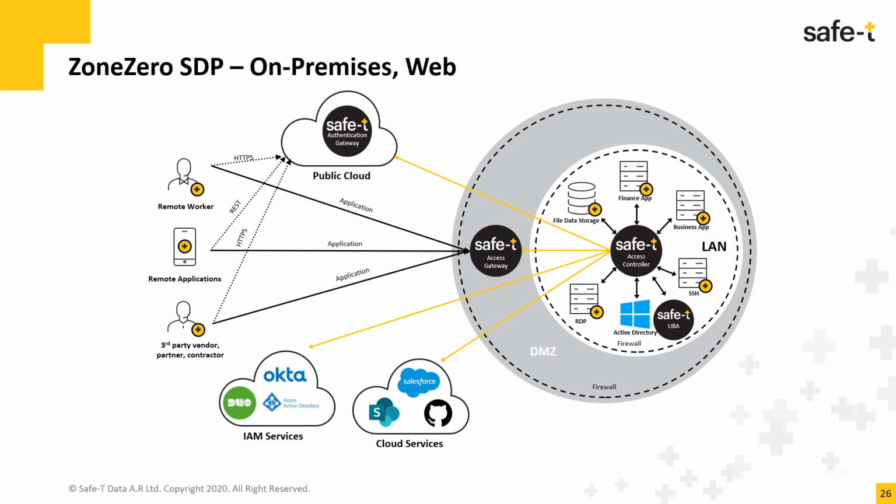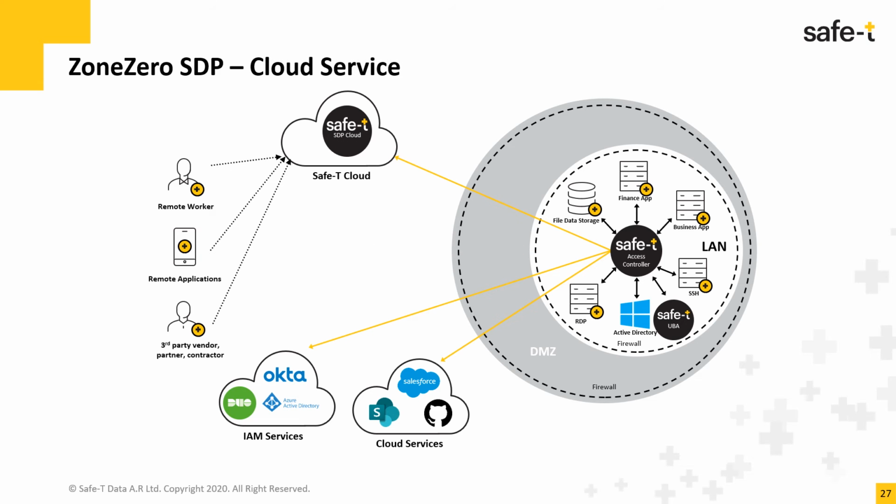When deployed on-premise, ZoneZero SDP is composed of 3 servers. The solution is deployed in multiple tiers within the organization and the public cloud. The cloud tier includes the authentication gateway, which is deployed in a cloud location, such as AWS or Azure. The DMZ tier includes the access gateway, designed to control which pre-authenticated inbound traffic to accept, while denying everything else. And the LAN tier, which includes the access controller that connects to the organization's backend applications, storages, and authentication services.